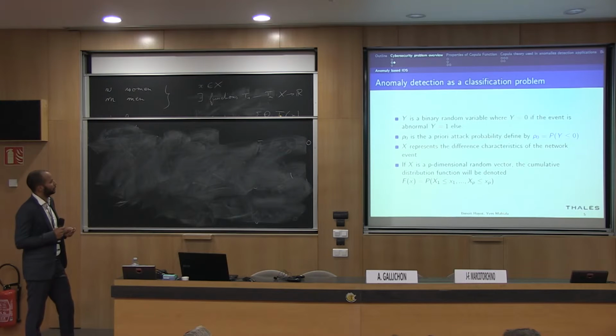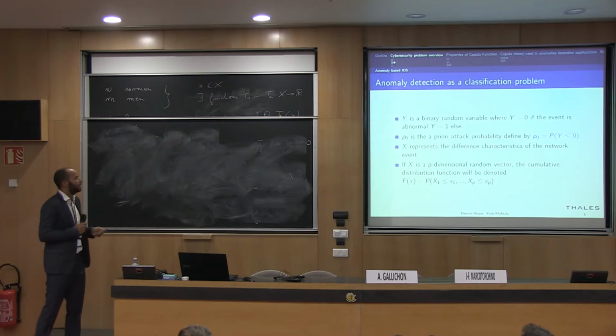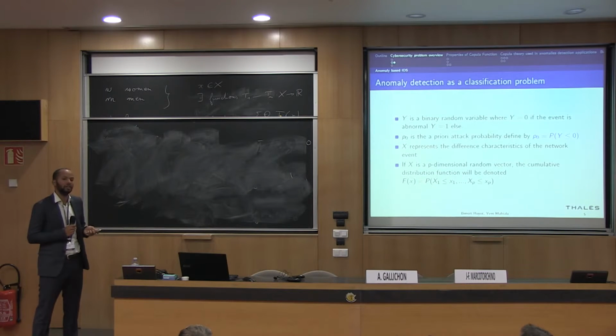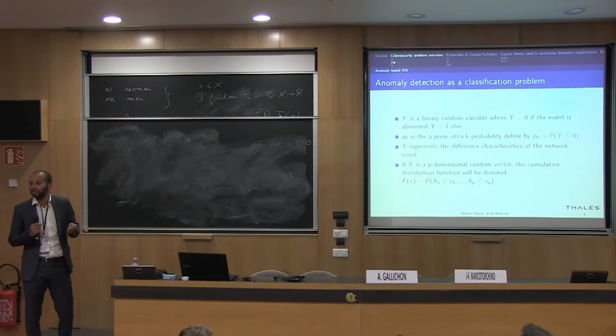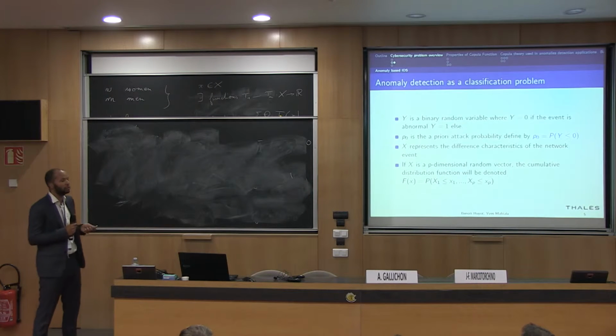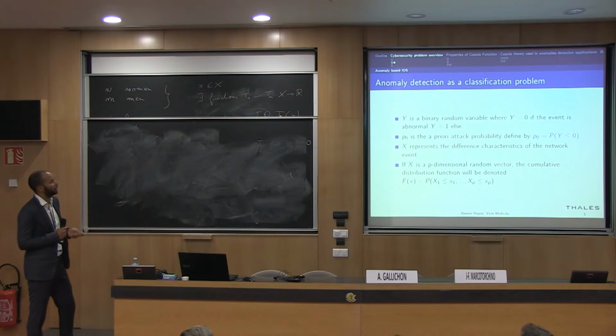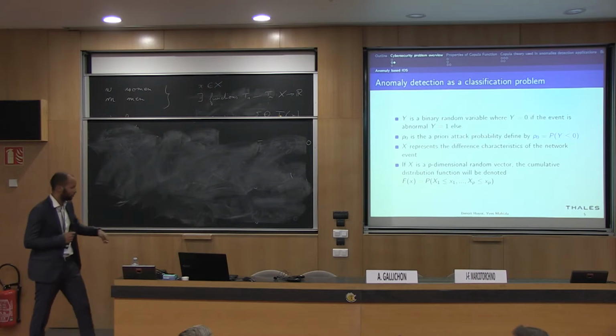Very, very low. Depending on the system, it's beneath one in, I would say, 10,000 or something like that. Very, very low probability. And X represents the characteristics of the events that we are trying to analyze. So it's basically a network event that can be characterized by many variables, many indicators, protocols, number of bytes exchanged, etc. So it could be a very high dimensional vector. So you are able to write the cumulative distribution function of X in this simple form.